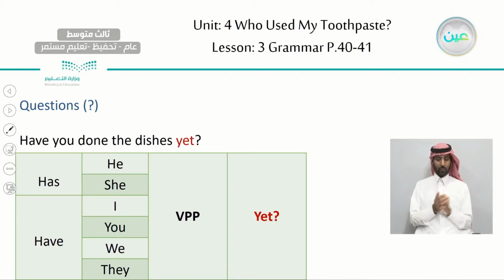What is the example? You can see it in your book. Have you done the dishes yet? So we use have, pronoun, done, verb 3. Yet, we use yet at the end.